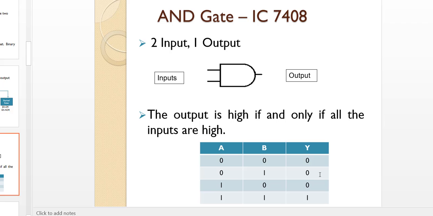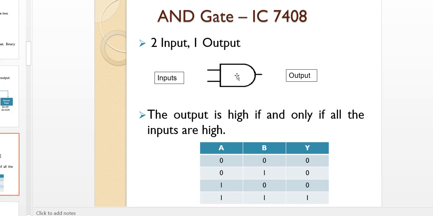AND gate means AND operation. It is an AND operation. Generally, AND operation is shown by multiplication. You can also see that 0 into 0 is 0, 0 into 1 is 0, 1 into 0 is 0, and 1 into 1 is 1. So AND operator can also be called a multiplication operator. Yes. So what you have to remember, the output is high if and only if all inputs are high. So you can state here.